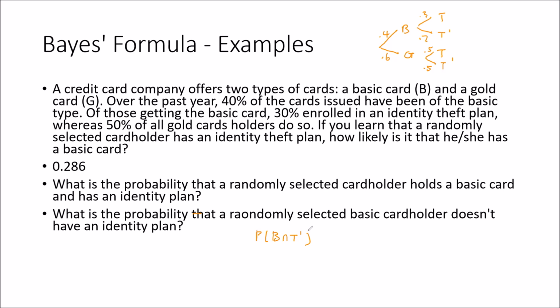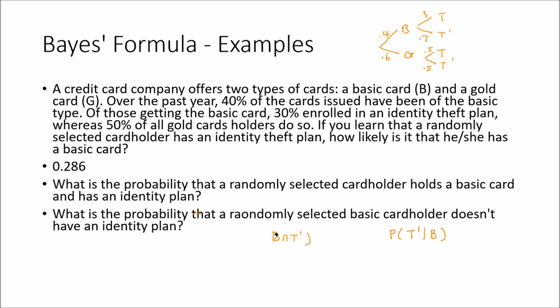Actually, you are selecting somebody who holds a basic card, and what is the probability that this person doesn't have an identity plan? So actually, it is a conditional probability, conditioning on the basic card holder. And we're looking for the probability that this person doesn't have identity theft plan. This is what we're looking for.